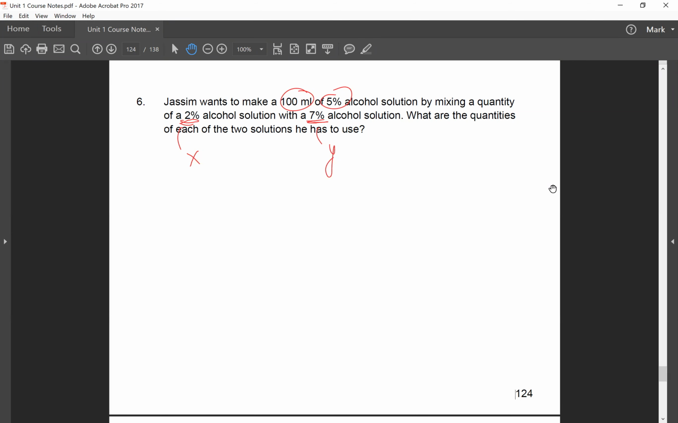And I should mention that the volumes are x and y. The solutions are 2% and 7%, which are x and y in terms of volume. We want to figure out what quantities, which would be our volume in milliliters, of each we would have to use.